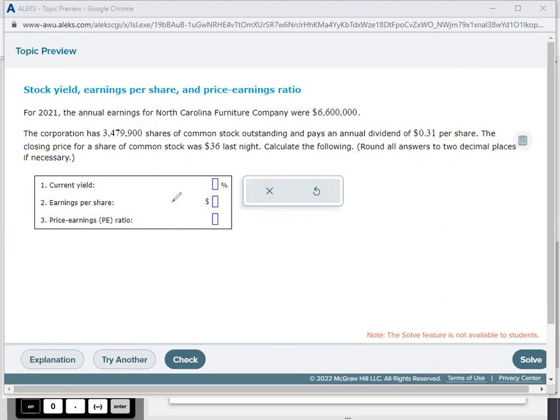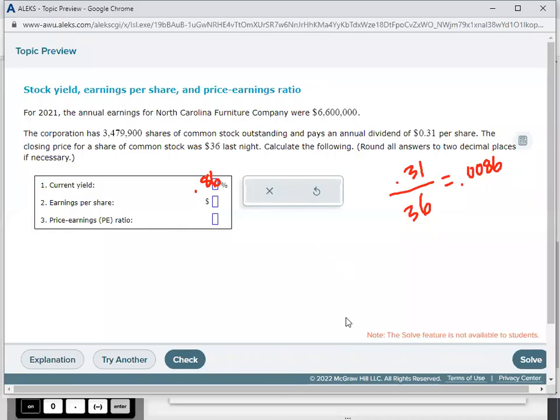So find the following. Okay, so the current yield, that's just going to be whatever you're going to get for your dividend per share, not total. And we're going to divide that by the last price, the last closing price. And that's going to be 0.0086 or 0.86%. Okay. And that's current yield. And of course, the larger your current yield, the more that suggests that your company is healthy. Okay.